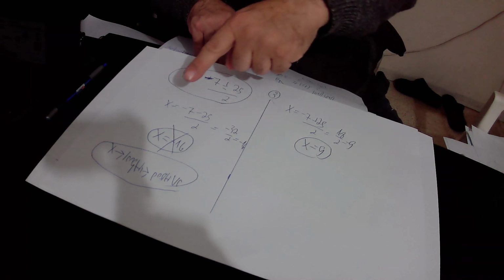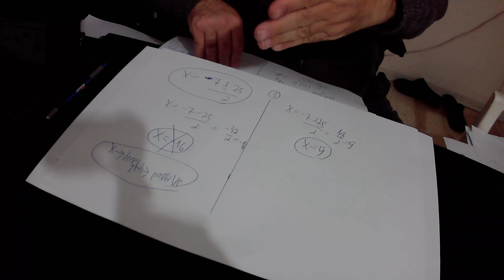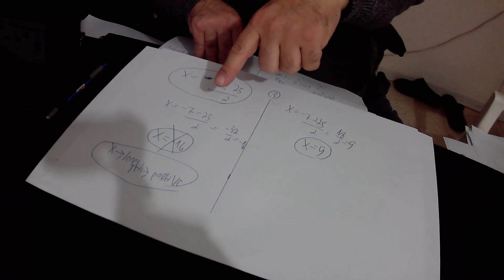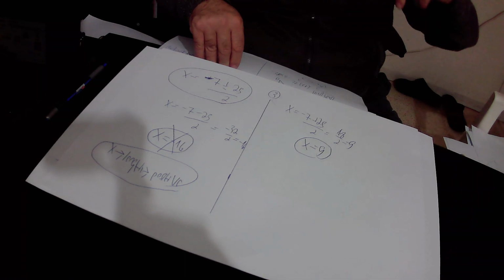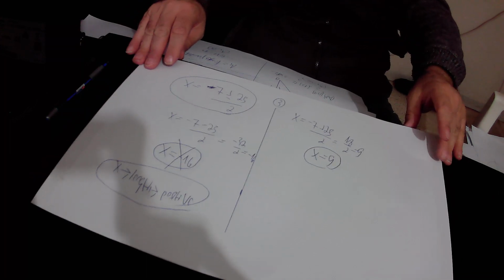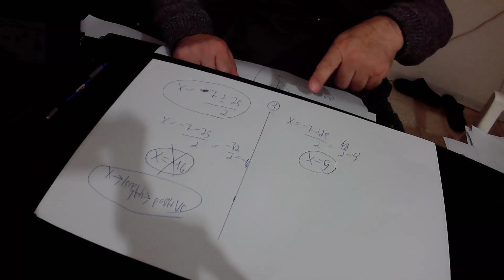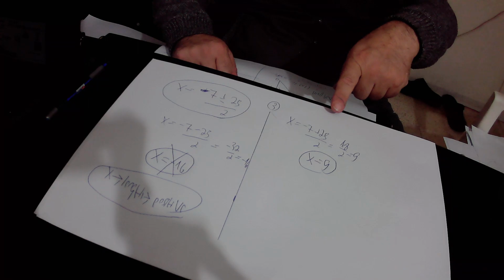But because x is a length and the length must be a positive number, we will cancel this solution for x that is a negative number. So only the second solution is left for x, that is x equals minus 7 plus 25 over 2.